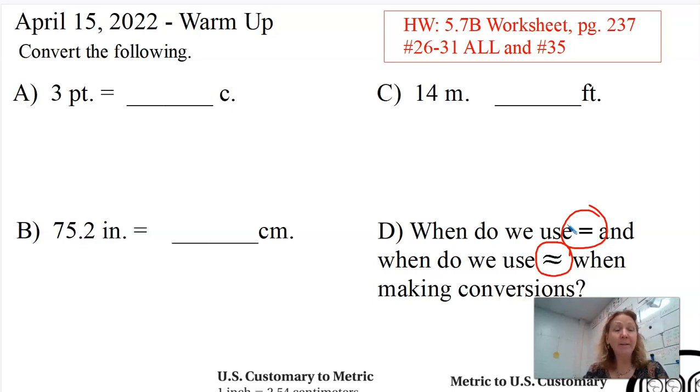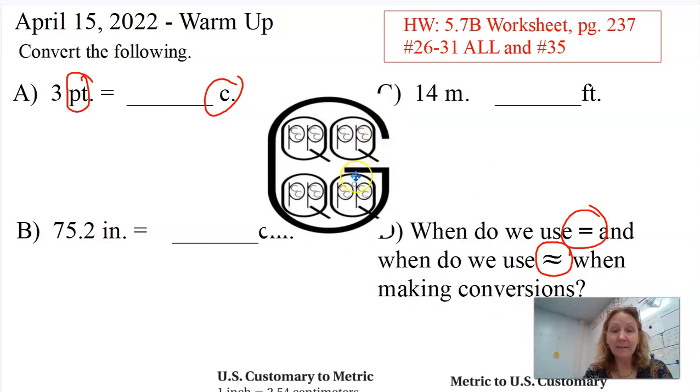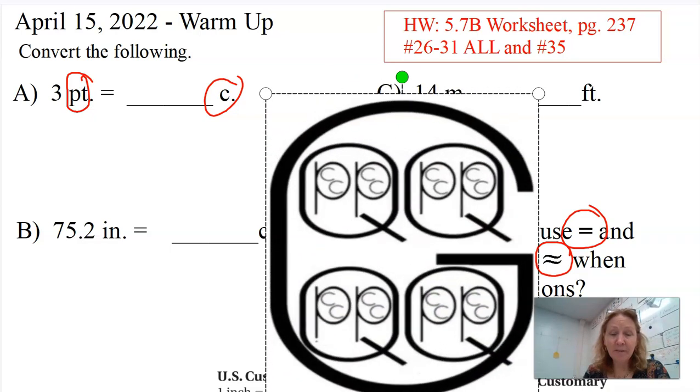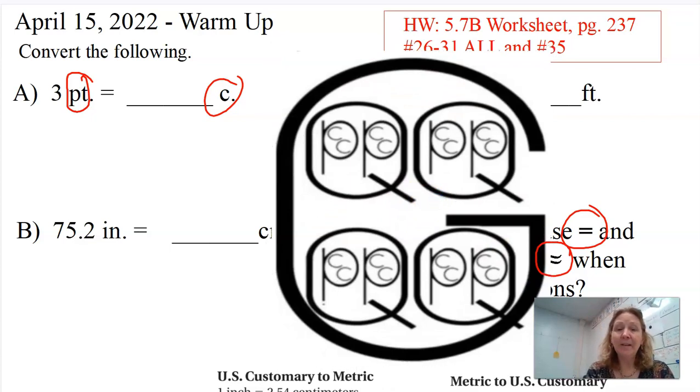All right, so for A, I'm looking at a conversion factor, and what I always do is I look at the units that I'm working with. I'm working with pints and cups. So what I want to do is think about this gallon guy. I'm going to make this a little bit bigger. And I need to know the cups to pint conversion. I know it's a little blurry, but what I want you to see is that inside each one of these pints, you see the two C's, there's 2 cups. So that means for every 1 pint, it's equal to 2 cups.